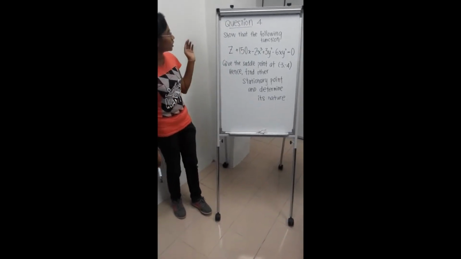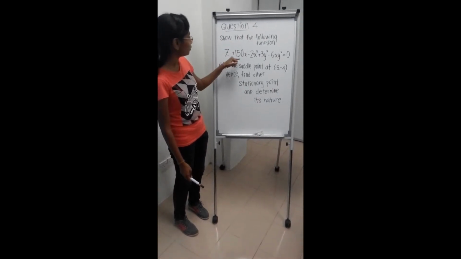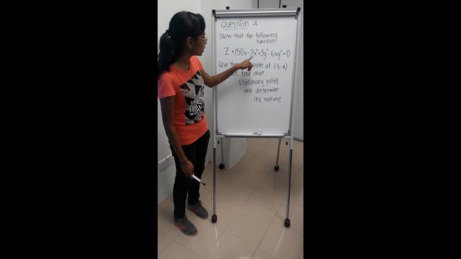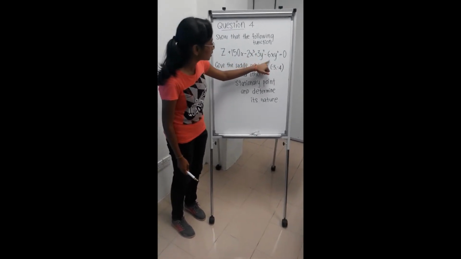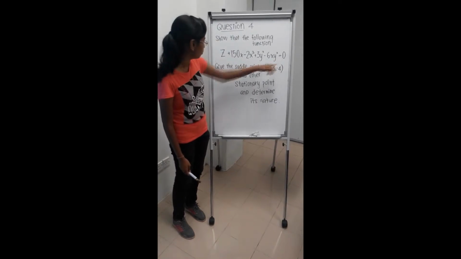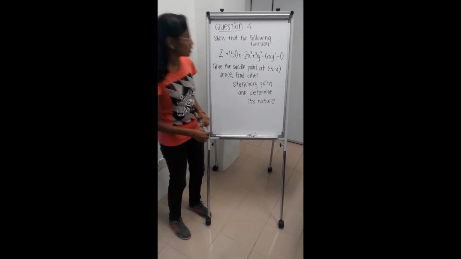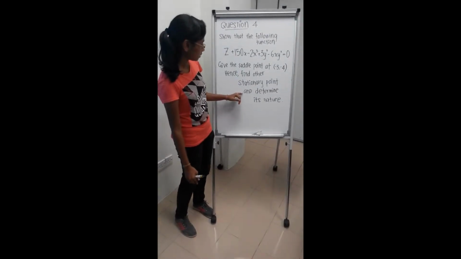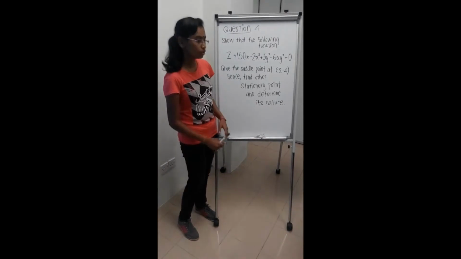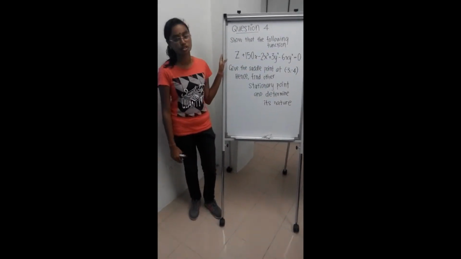Question 4 is about this: show that the following function z plus 150x minus 2x cubed plus 3y cubed minus 6xy squared equal to 0 gives the saddle point at point (-3, -4). Hence, find the other stationary point and determine its nature. So, my group members will explain further about the solution for this question.